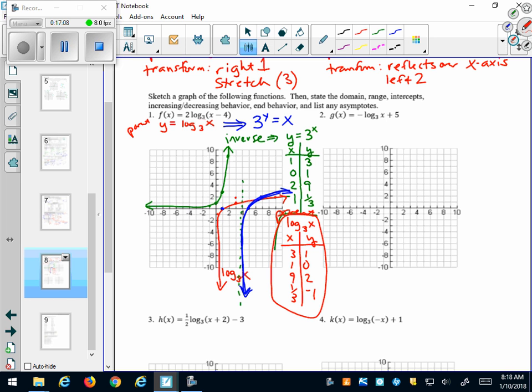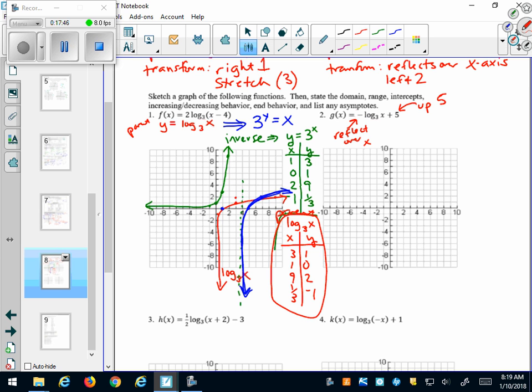Number 2, you have reflection over which axis? Reflects over x. What does the plus 5 do? Up 5. So our original parent function is in this red box here. If we're going to reflect over the x-axis, what's going to happen to all these points?